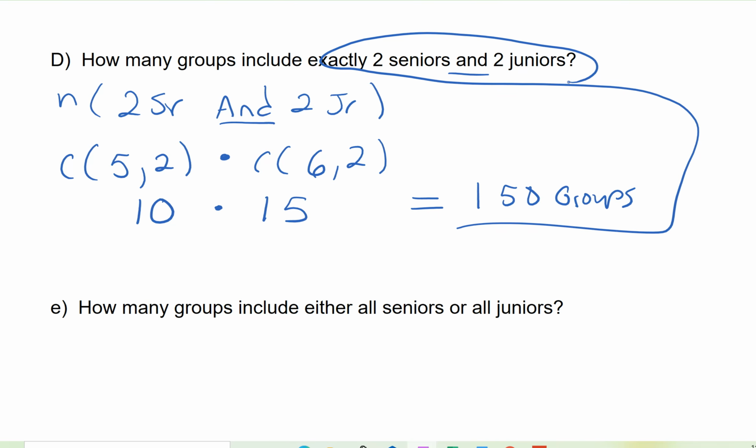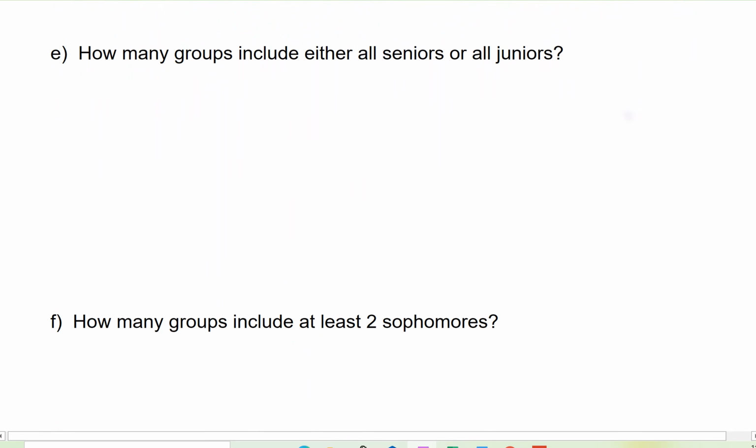Alright, next example. How many groups include either all seniors or, so this is the first one where we use the word or, all seniors or all juniors. And so there are 2 cases. I want a group of all 4, right? I'm picking 4, I always have to complete my group. So all seniors, meaning all the people going were seniors, so I picked 4 seniors in my group. Or I picked a group with all 4 being juniors.